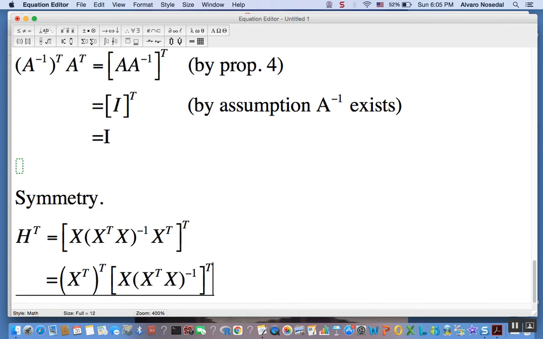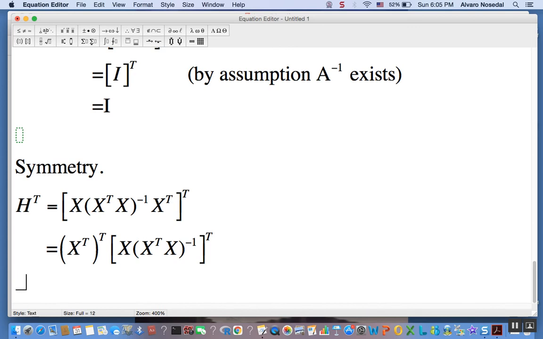Right? You guys agree? Okay. But now, X transpose transpose, and this is just, let me just say that it's by property number 4. Right? Okay. Now, X transpose transpose, that's just X. Right? So let's write it down there.